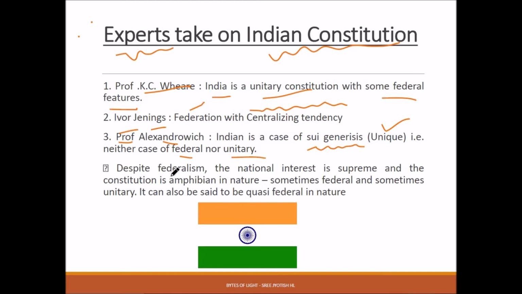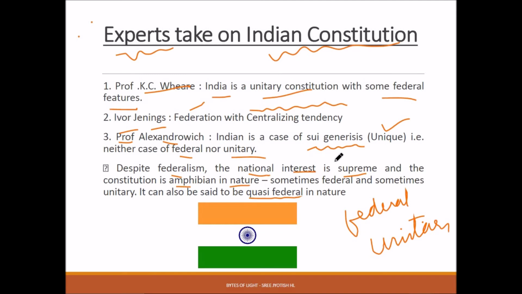Despite federalism, the national interest is supreme, and the Constitution is amphibian in nature, that is, neither federal nor unitary, sometimes federal and sometimes unitary. It can also be said to be quasi-federal. So this was about the experts' take.